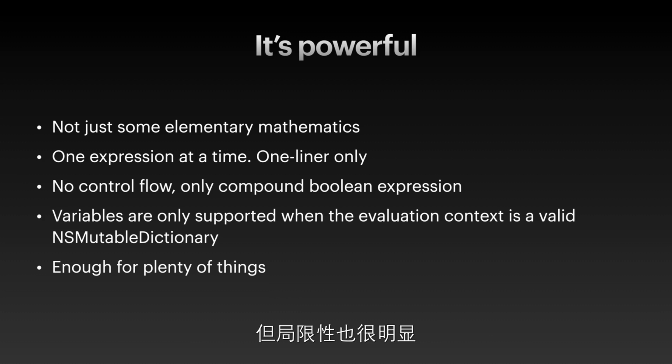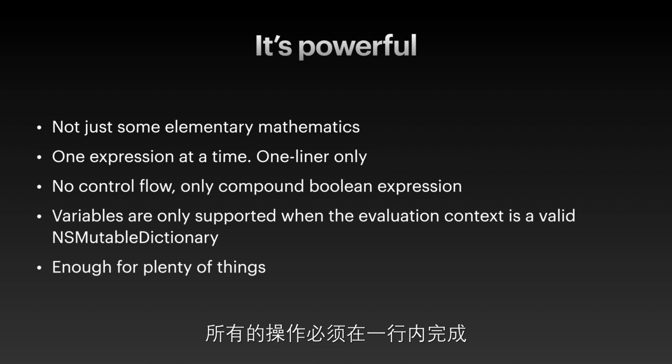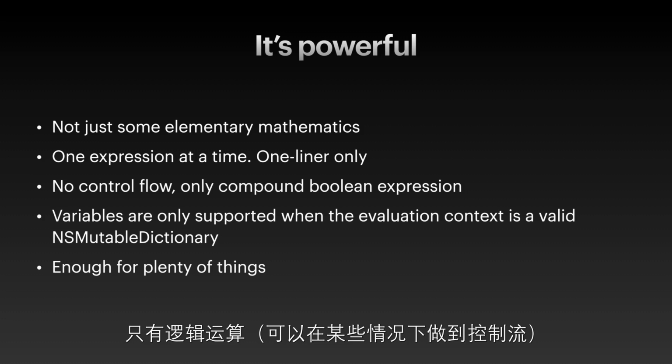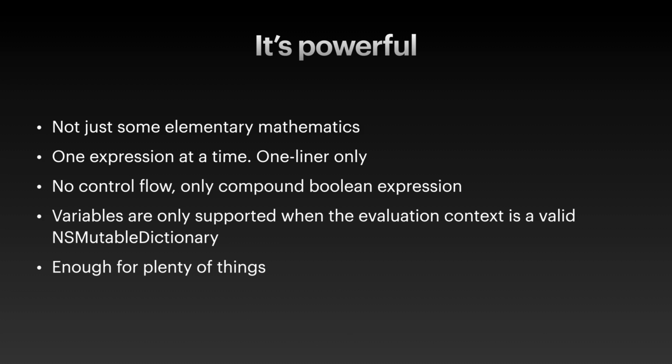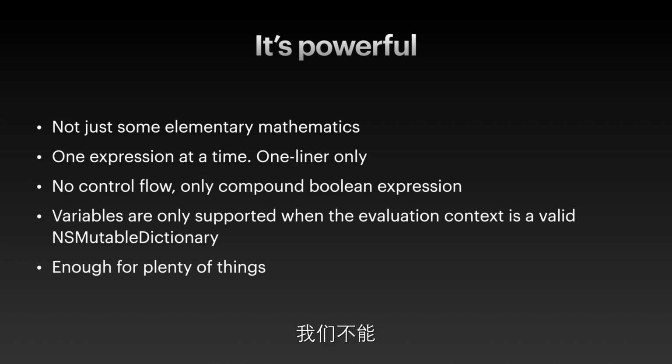But the limitation is so obvious. We can only use one expression at a time, one-liner only. There is no control flow, only compound Boolean expression, and local variables are only supported when the evaluation context is an immutable dictionary, which means we cannot call methods on the same object twice. But it's still enough for plenty of things.